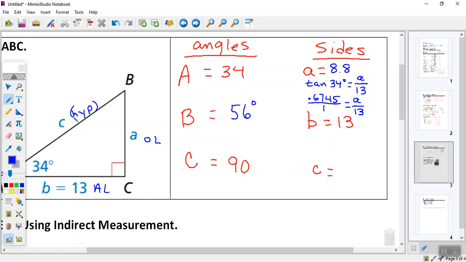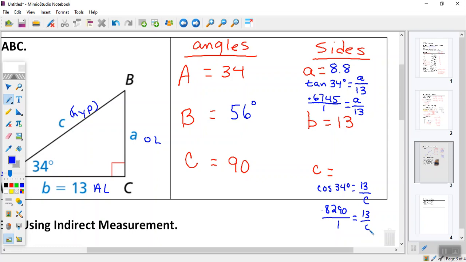So for C, I could say the cosine of how many degrees equals, what's the adjacent leg length here? 13 over the hypotenuse of C, right? So what am I going to do with cosine 34 now? Find that value, right? How many places? The cosine of 34 to 4 places for me is? Going to put that over what? 1, and that's going to equal 13 over C.